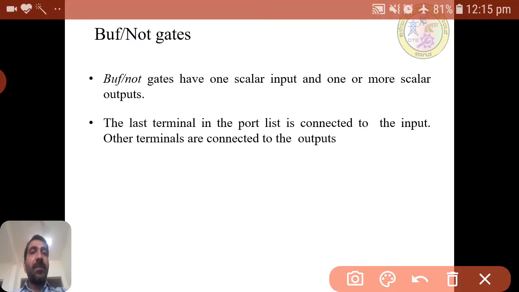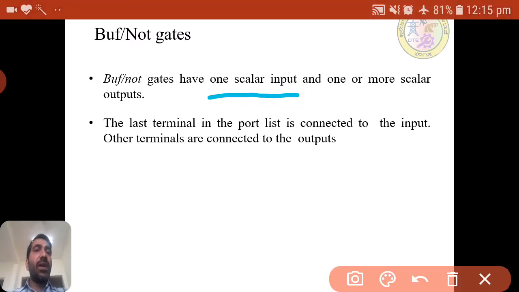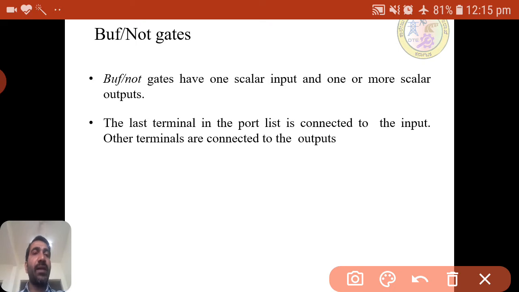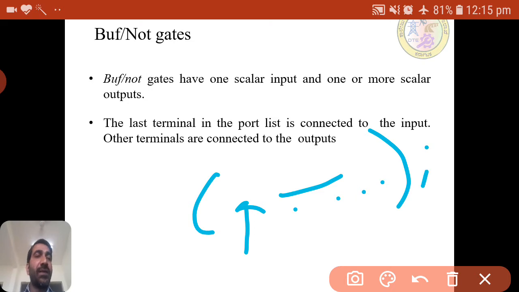Buff and NOT gates. The buff and NOT gate will have one scalar input and one or more scalar outputs. In AND OR gates, many inputs were there and one output. Here one input is there and one or more scalar outputs. That's the difference between the AND OR gate and the buff NOT gate. The last terminal in the port list is connected to the input and the other terminals are connected to outputs. Following the same format as in AND OR gates, the first terminal should be the output, followed by the input.